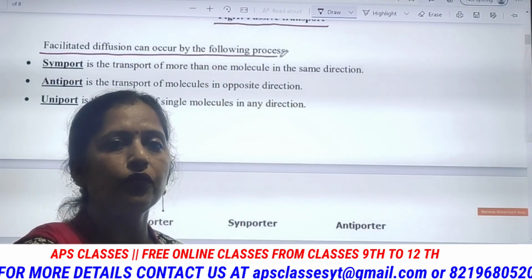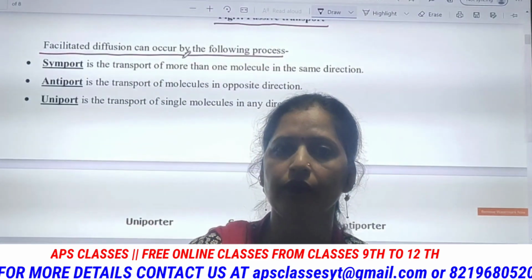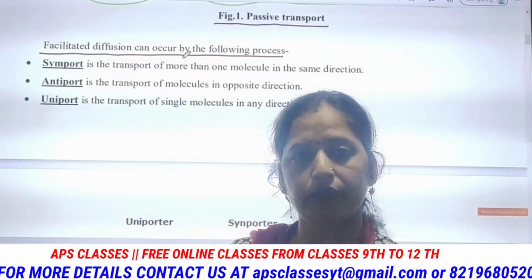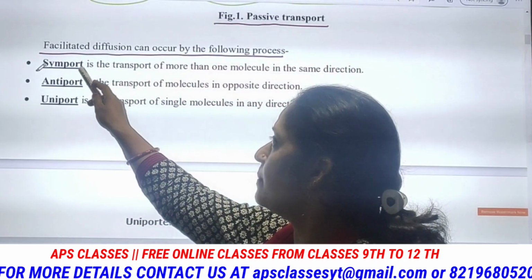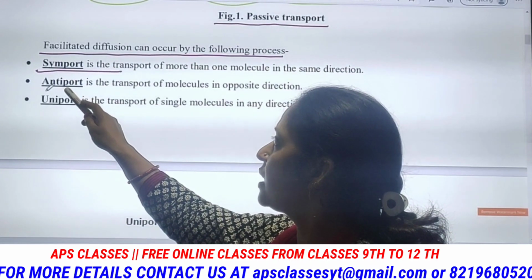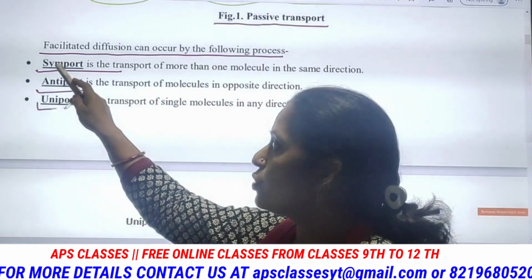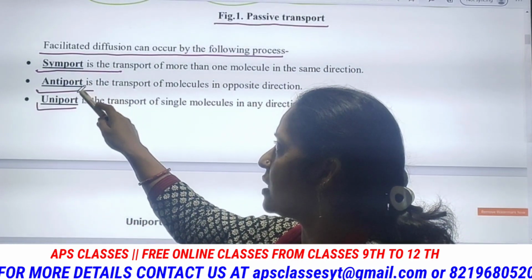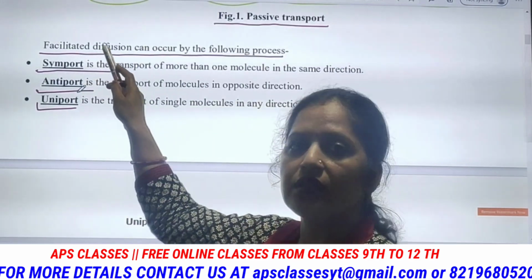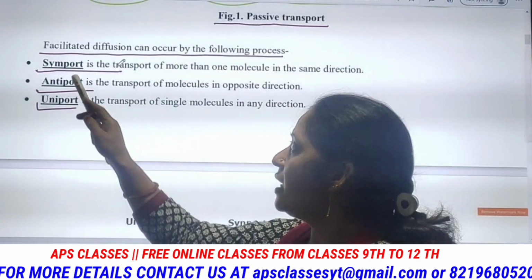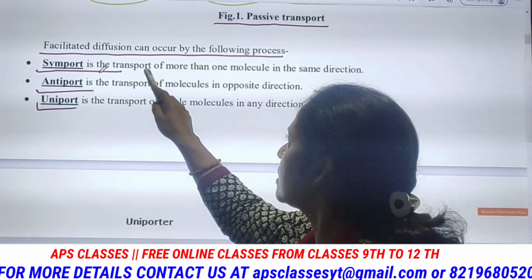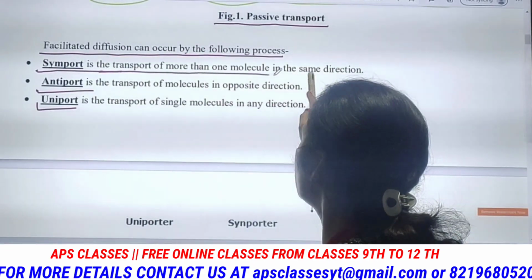So facilitated diffusion can occur by the following methods or processes. First is the symport, second is the antiport, and the third one is the uniport. So these are the three types of processes by which facilitated diffusion can occur. Symport is a transport of more than one molecule in the same direction.